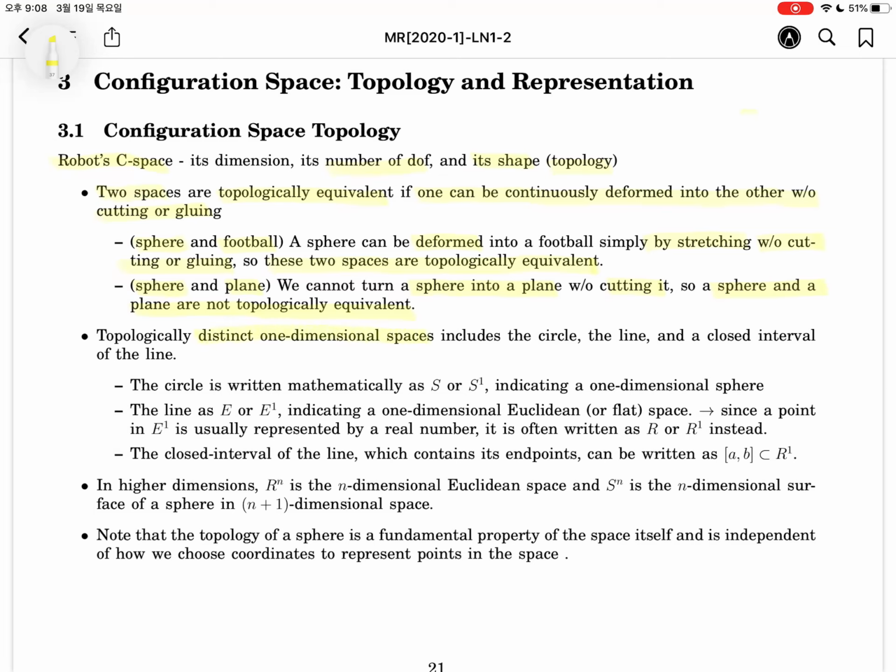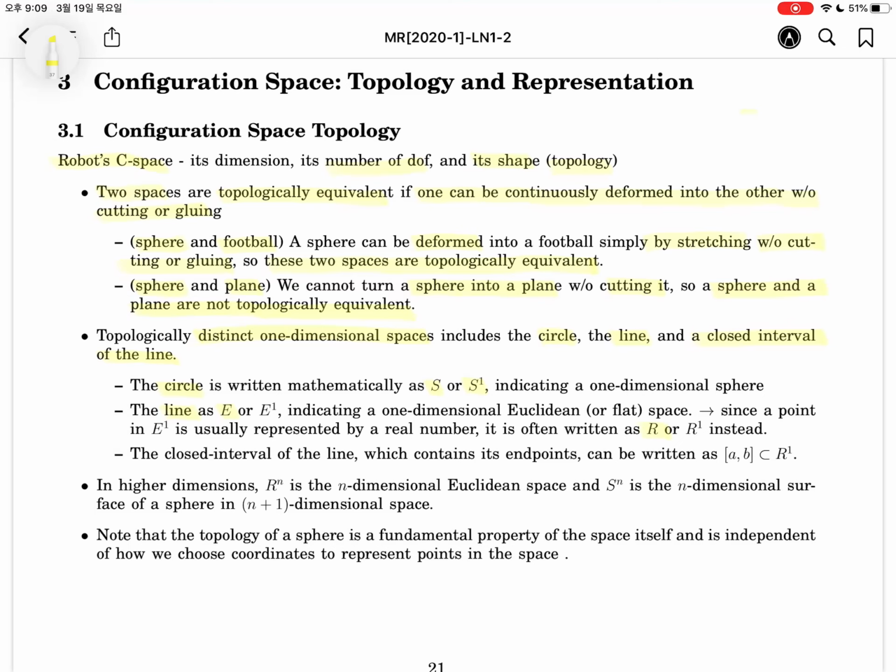Topologically distinct one-dimensional spaces include the circle, which can be extended to the surface of the sphere, the line, which can be extended to the plane, and the closed interval of the line. We have three kinds of distinct one-dimensional space. The circle is denoted by S or S1. As mentioned before, the surface of the sphere will be denoted by S2, the two-dimensional sphere.